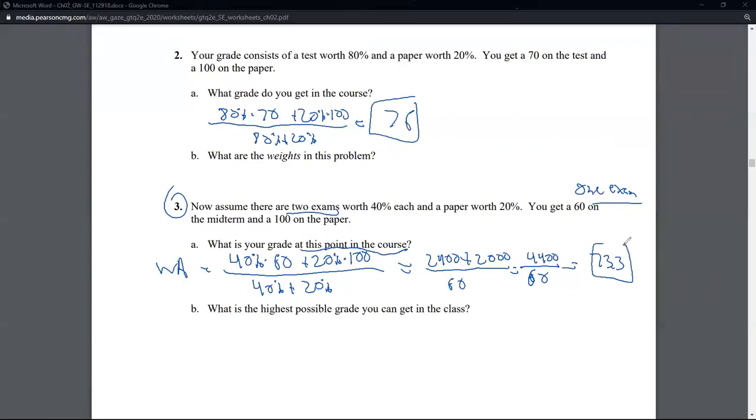Does it make sense? Well, the exam counts for more than the paper, so yes, your grade should be closer to the midterm grade. So an 80 would be just splitting the difference of 60 and 100 if you added 60 and 100 and divided by 2.